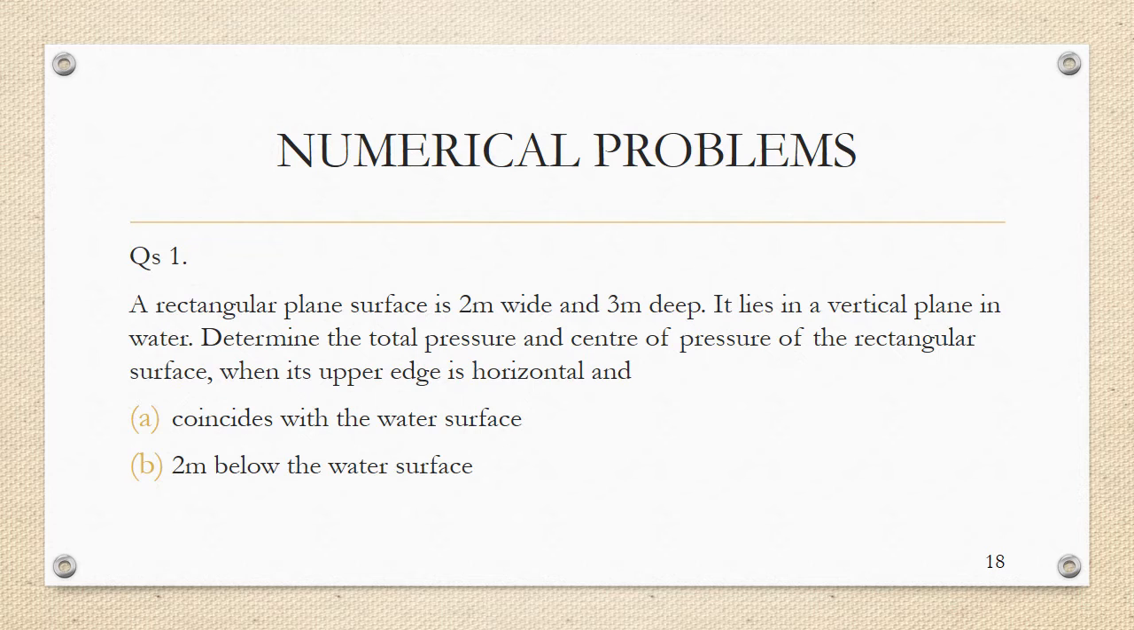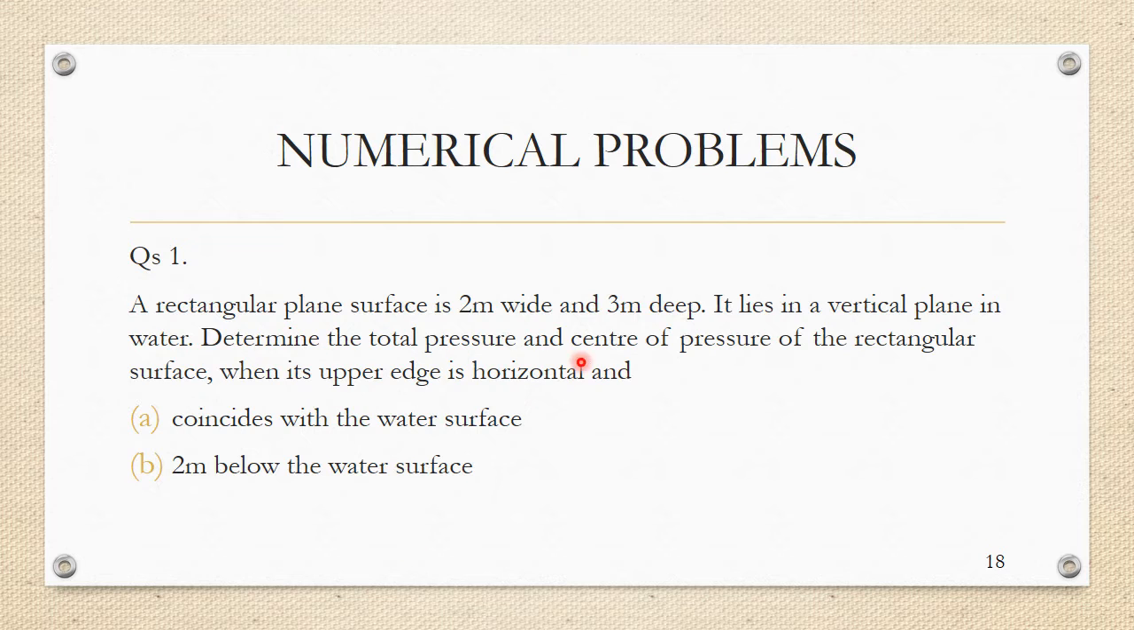So it's a rectangular surface that is 2 meter wide and 3 meter deep, and it is submerged vertically. So we have to use the formula that we know for a vertically submerged surface, which is the total pressure force is given by rho g h bar into A, and the center of pressure h star is given by Ig divided by A h bar plus h bar. So we'll just go through how this problem is done.